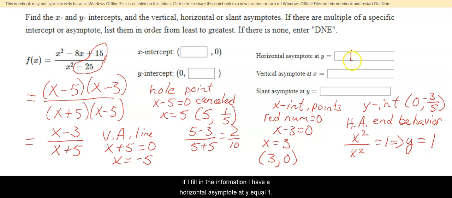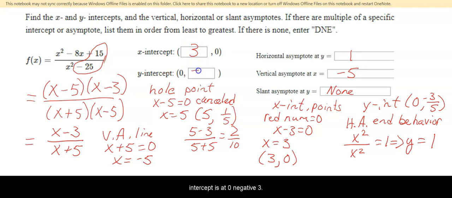If I fill in the information, I have a horizontal asymptote at y equal 1, a vertical asymptote at x equal negative 5. I have no slant asymptote because the degree of the numerator and denominator were the same. My x-intercept is at 3, 0, and my y-intercept is at 0, negative 3/5. They didn't ask here, but I will ask on the test, where is the hole? The hole in the graph is going to be at 5, 1/5.